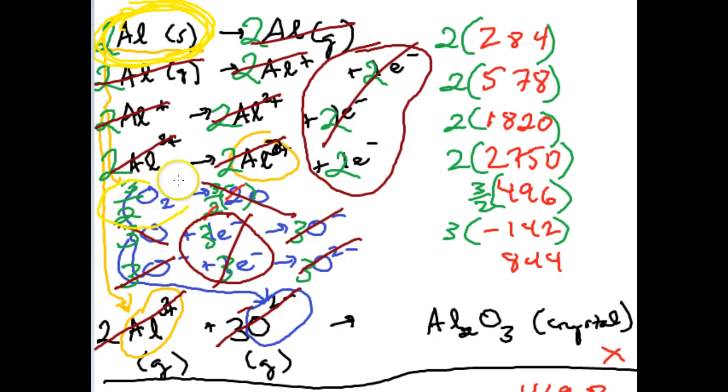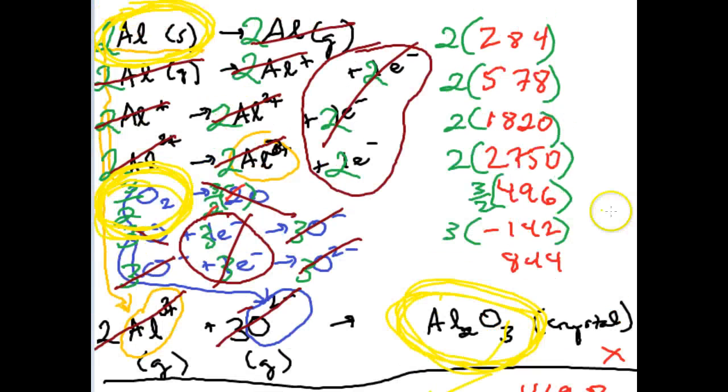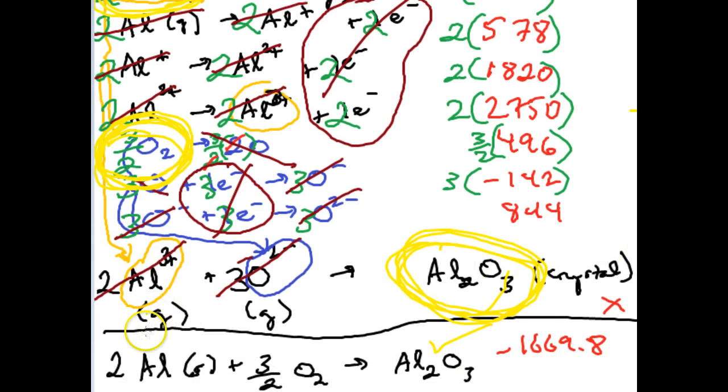That's odd. Aha! 3 halves oxygen gas. 3 halves O2. That is a survivor. Are there any other survivors? Everybody else is annihilated. Oh, there's one more survivor. Al2O3 as a product. Okay, so the only surviving product is Al2O3. There it is. Check. The only surviving reactants are 2 Als and 3 halves O2s. Confirmed. Okay, that means everything is correct.